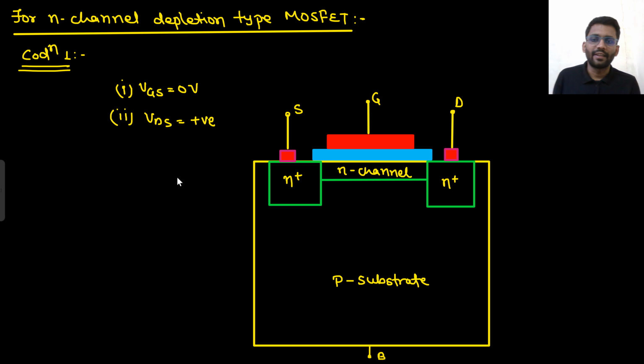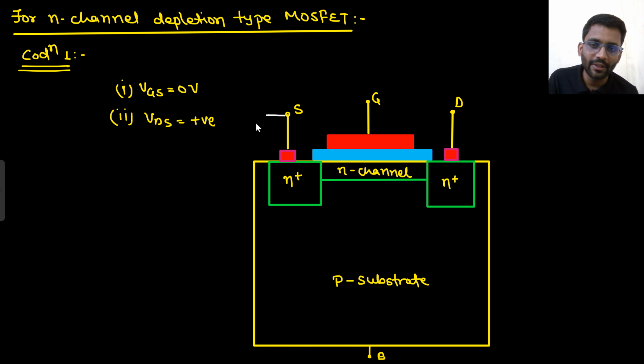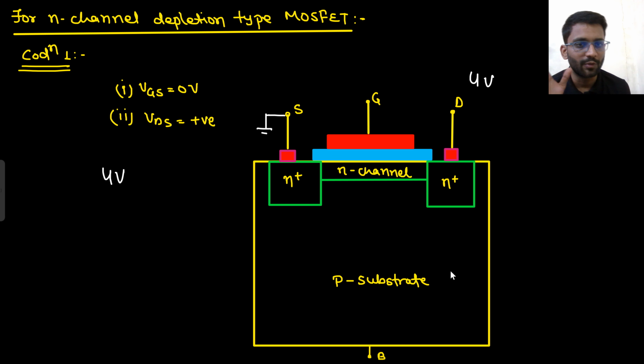Okay, so the first condition we are taking is that my VGS is 0 and VDS is positive. Now I will tell you one thing. In the complete lecture, we will always take the source as a reference. That means we will keep it grounded. If I am saying that I am applying VDS to be 4 volt, that means I am applying the drain voltage to be 4 volt. It's not that I will apply 3 volt here and minus 1 volt here.